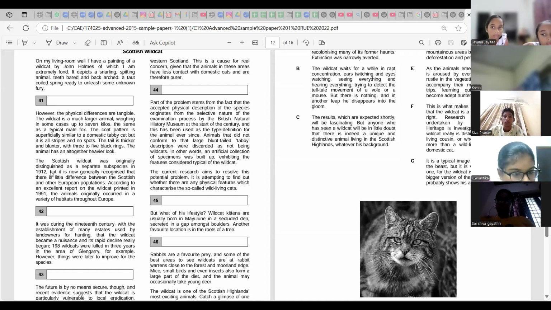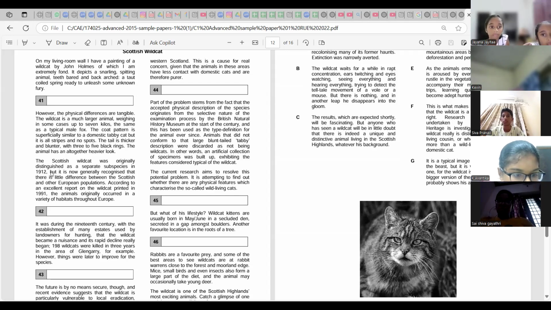Very good, very good. Now, the author is giving a lot more information in this paragraph. The Scottish wildcat that was in the picture and on his wall was originally differentiated as a separate subspecies in 1912. But it is now generally recognized that there is little difference between the Scottish and the other European populations. According to an excellent report on the wildcat printed in 1991, the animals originally occurred in a variety of habitats throughout Europe. Wow. Just before the gap, they are finishing, they're talking about habitats. They are talking about their living places.